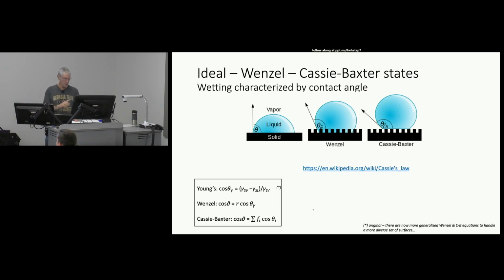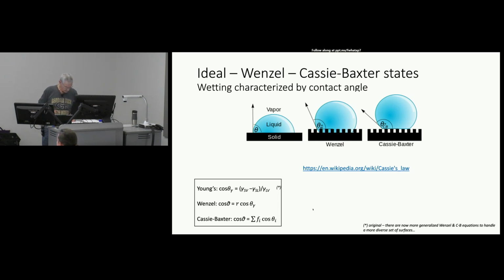The Wenzel model in the middle also describes a surface, but one in which droplets can penetrate those rough edges. So that leads to very high adhesion, high friction, that sort of thing. It characterizes contact angle using the same Young's contact angle that's derived from that, but he adds a roughness factor in. I don't know how that works.